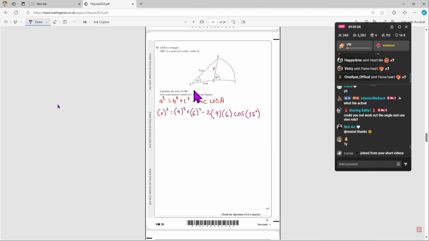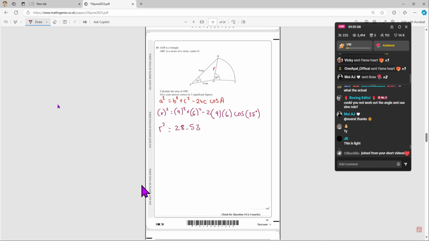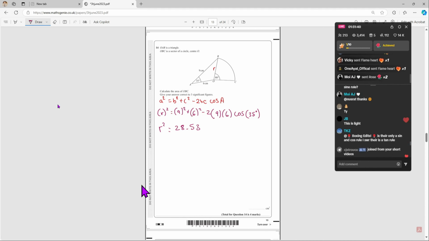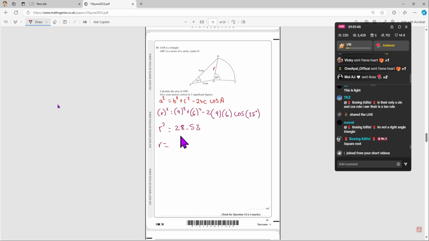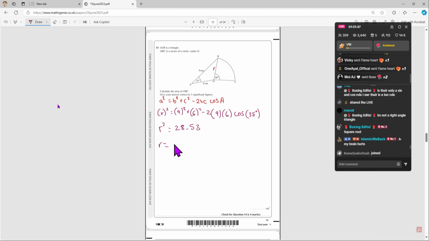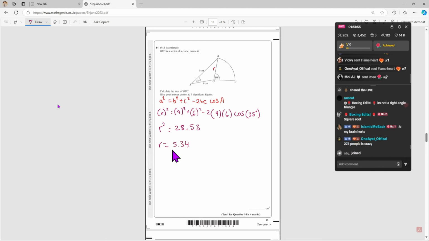Now, once we have done that, you're going to put this into your calculator. When you put this into your calculator, you'll get r squared is equal to 28.53. Now, once you've got r squared, we have to work out r only. So to work out r, you have to do the square root of 28.53, and that will be 5.34 to 3 significant figures.